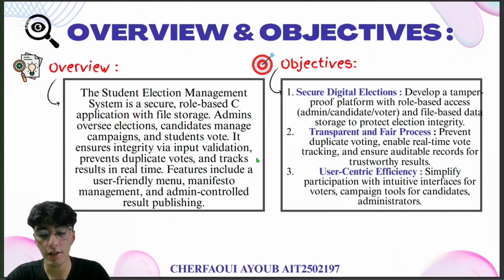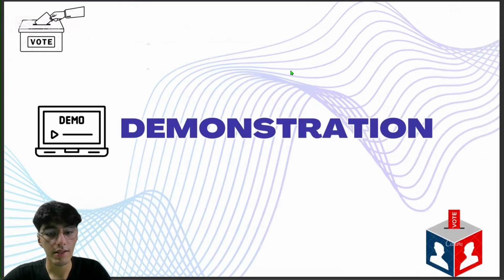Firstly, secure digital elections. Since it is an election, we work by using file-based data to keep the data clear and safe. Secondly, a transparent and fair process. Because it's an election, we work very hard to keep the integrity of the election and to ensure records for trusted results. And thirdly and last, user-centric efficiency, where we look for the output to be friendlier and easier to use. That's all for this slide, and the next slide is for the demonstration of our program.